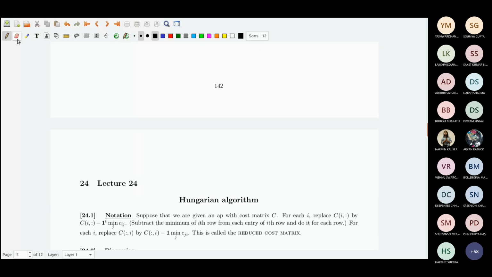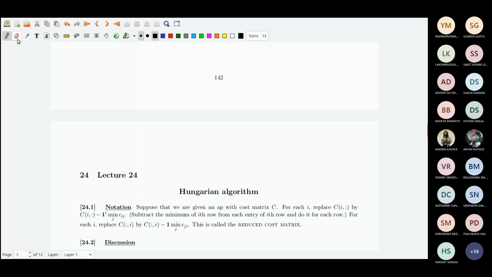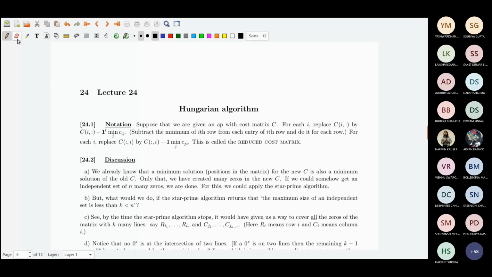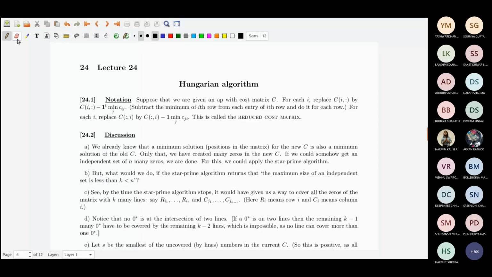Hungarian algorithm, the main algorithm that I wanted to explain. So what is the Hungarian algorithm? Now, remember the whole story. The whole story started with a cost matrix. There were n persons and n jobs. You have to assign each person a job, but for getting your job done, you have to pay money. Now you are worried about how to get all the jobs done by paying the least possible amount.